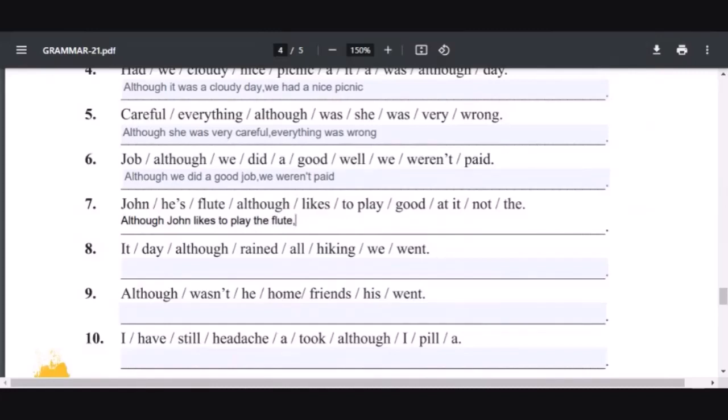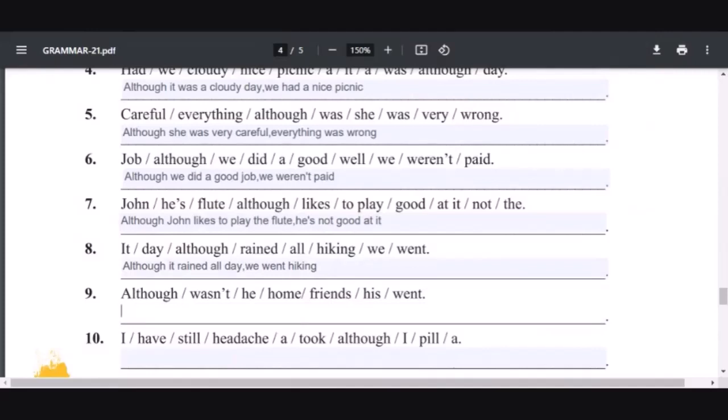He's not good at it. Exactly. Okay. Number 8. Although it rained all day, we went hiking. Hiking. Okay. Number 9.